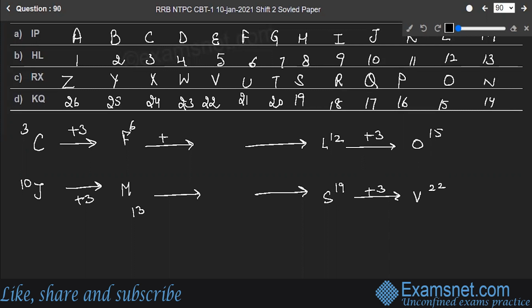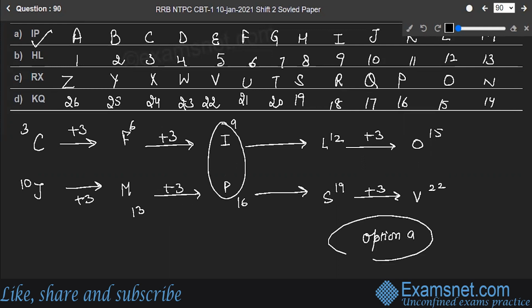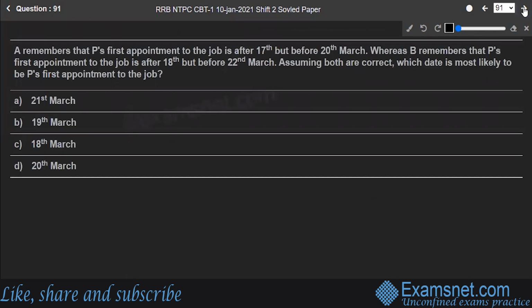That means I'm having the same concept. Plus 3, plus 3. So 6 plus 3 is 9. 9 is occupied by I. 13 plus 3 is 16, which is occupied by P. So this is the one, IP, which is option A. So this is the answer to our question. Hope you understood this. Next is question number 91.